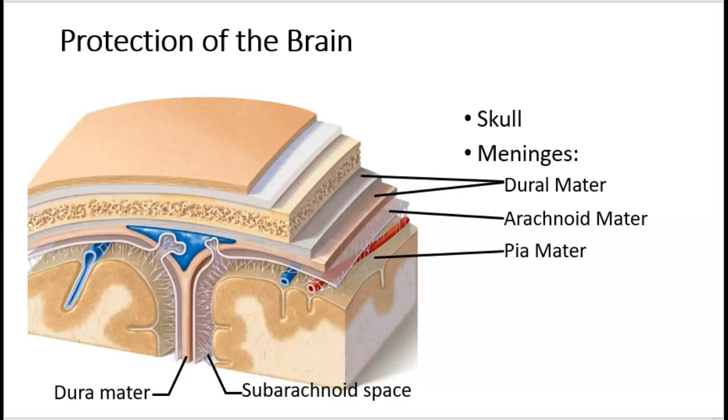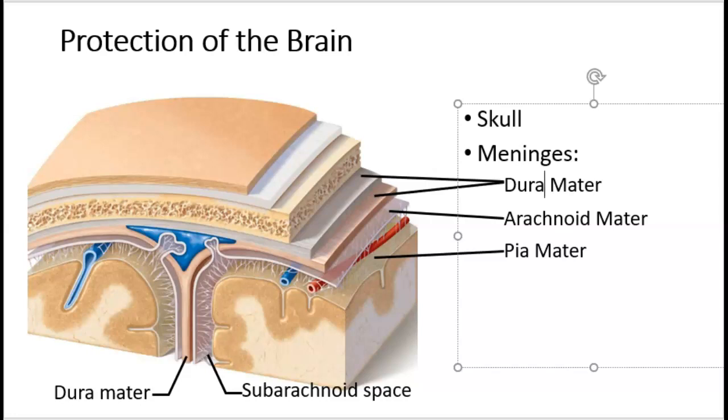The brain is protected by the skull and covered by 3 membranes known as the meninges. The 3 meninges from superficial to deep are named dura mater, arachnoid mater, and pia mater. Please note in the picture that the dura mater has 2 layers. So the dura mater is 2-layered.